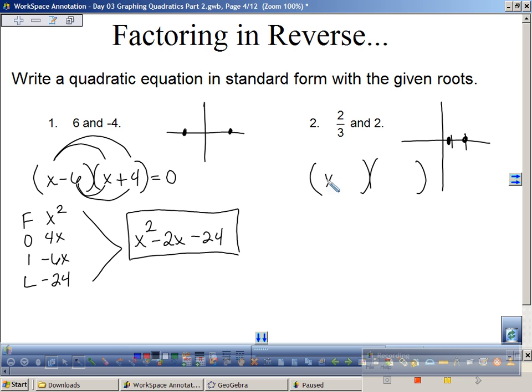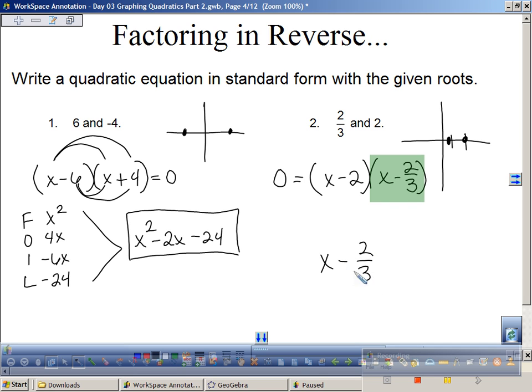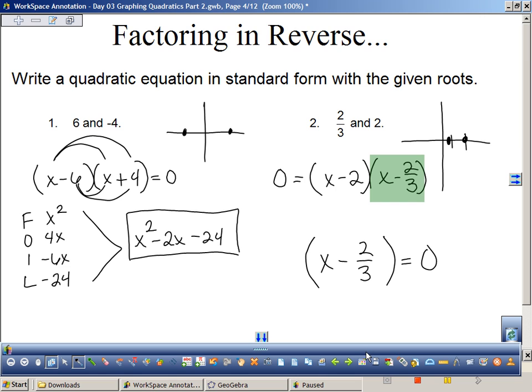Okay, so it would be x minus 2, because it's the opposite, right, when you solve for 0. And this one would be x minus 2/3. We don't normally see it like that, though, right? Let me grab this one. Let's play with it a little bit. How can I make it so there is no fraction in here? How could I make sure there's no fraction?